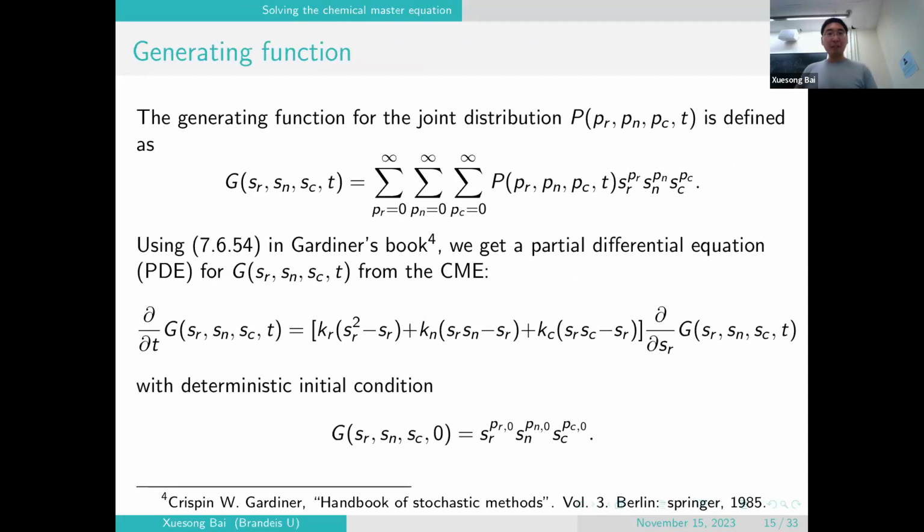All right, so we have the equation and the initial condition. We can try to solve that. And the method is this generating function method. So we look at the generating function of this joint distribution using a formula in Gardiner's Handbook of Stochastic Methods. We actually derive a PDE for this generating function from the chemical master equation. And of course, we need the corresponding initial condition. So the point here is this partial differential equation is a first order one, and we can solve this equation for G analytically using the method of characteristics.